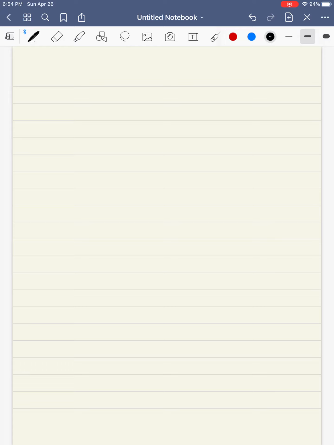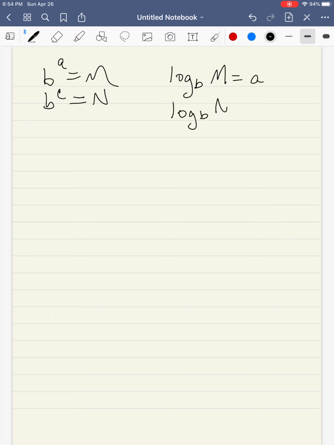in order to do this, you need to remember that, let's see, this will be given to you. B to the A is equal to M, and B to the C is equal to N. And this is called the exponential form of the equation, and we can write the logarithmic form, which would be log base B of M is equal to A, and log base B of N is equal to C. So what we're going to do is prove the laws of logarithms.